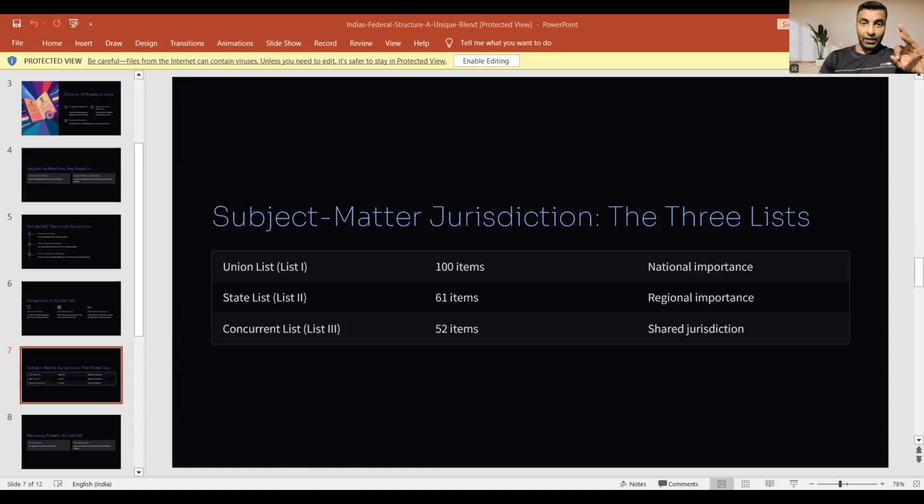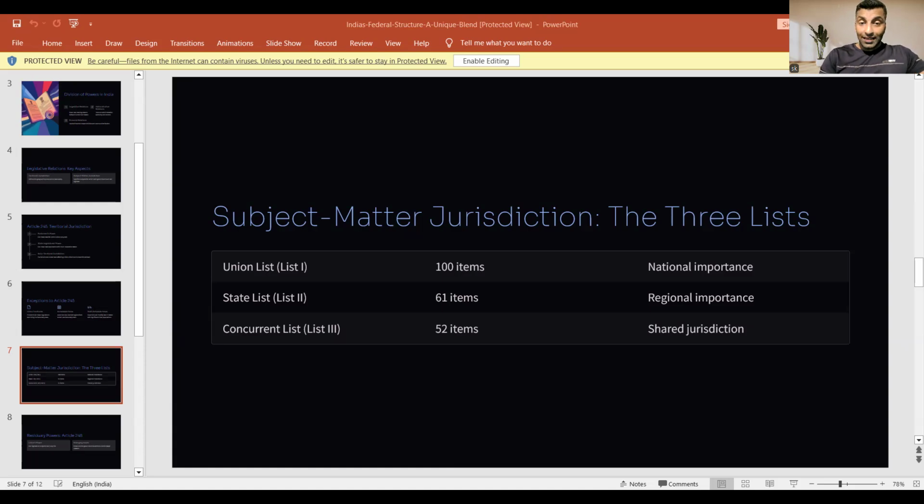Coming to the second one, the State List contains 61 items of regional importance. The first one was national importance, this is regional importance. So here, police, that means law and order, is a state subject. Public health, state subject. That's what I mean by state subject. Police, law and order, health, etc. Here, the state legislature has exclusive power to make laws on these items. So that is about the State List, regional importance.